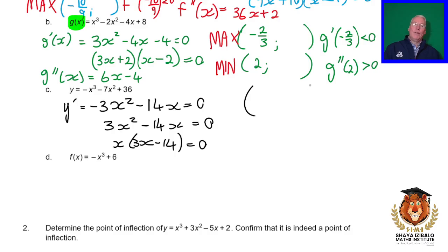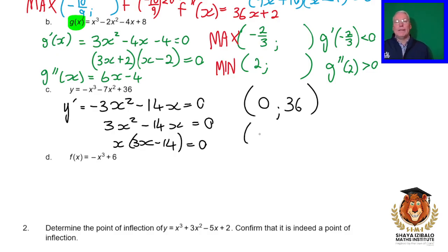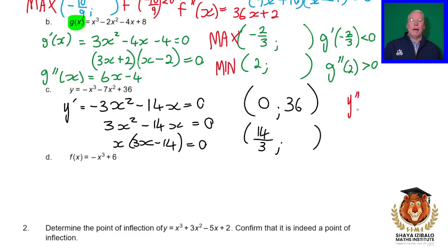So one of our turning points is at x equals 0, and that one's very easy to work out. If you put 0 into this original function, you get 36. I'm not going to work out the y value of the other one. The x value is going to be 14 over 3. We could get that y value by putting 14 over 3 in here using our calculator. Let's work out the second derivative. So we're going to work out y double dashed. And y double dashed is actually, if we look, negative 6x minus 14.